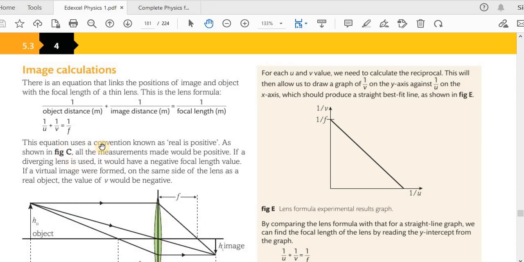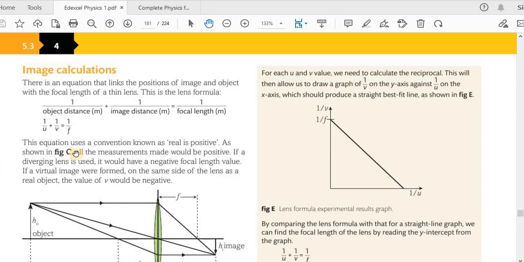This equation uses a convention known as real is positive. As shown in figure C, all the measurements made would be positive. So all the measurements are positive. If a diverging lens is used, it would have a negative focal length value. So you see here, real is positive. So if it's a real image, then we have to take the positive values. If it's a virtual image, we will see.